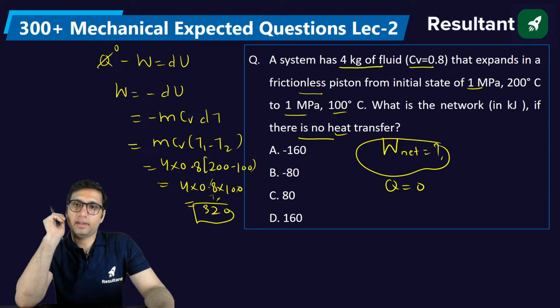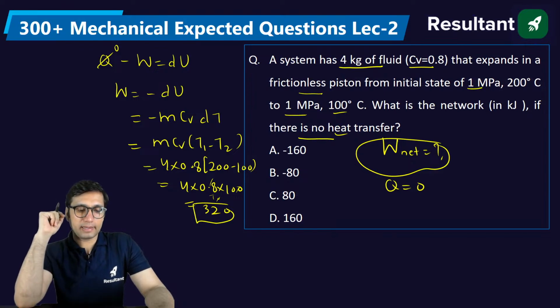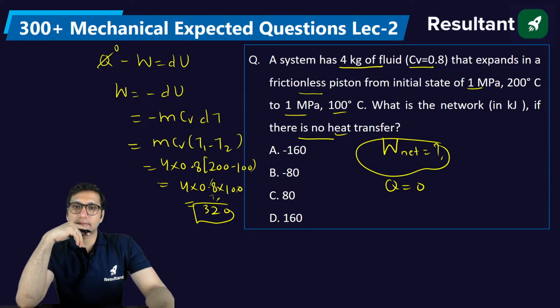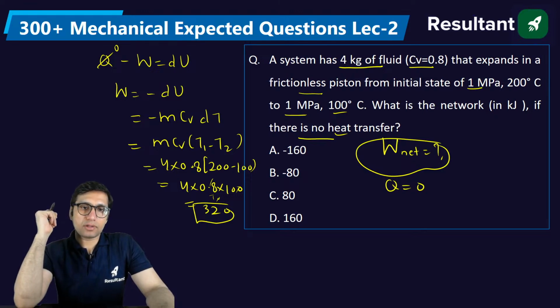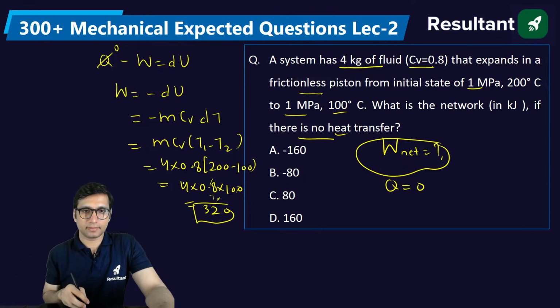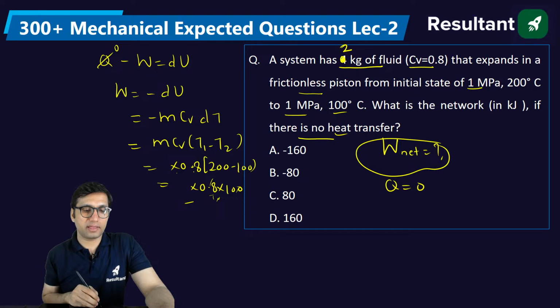The answer should come 320, but that option is not given. I think the right option is not given here, right? The net work has to be around 320, right? 4 into 0.8 is 3.2, so 320 should be there. 320 is not an option. Okay, so let's make it 2 kg. I think there is some problem with the data. If you make it 2 kg of the fluid, you will get the right answer. Just make it 2 kg rather than 4 kg. So if you multiply with 2, you will get 160. The 160 will be the right answer.